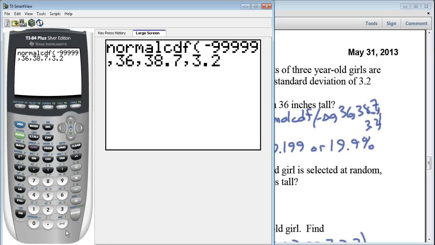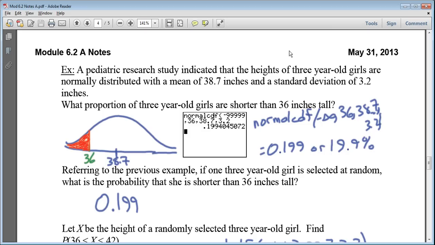And I close my parentheses, although that's not entirely necessary for this function, and I hit enter, and I get 0.1994045072. Given that the normal distribution is an approximation, it's just a model, it makes no sense to write down all of that. I usually round my probabilities to 3 decimal places. So in this case, if I'm looking for the proportion of 3-year-old girls who are shorter than 36 inches tall, I put 0.199, or if I want to give it as a percent, I say 19.9%. So roughly 1 in 5 3-year-old girls is shorter than 36 inches tall.